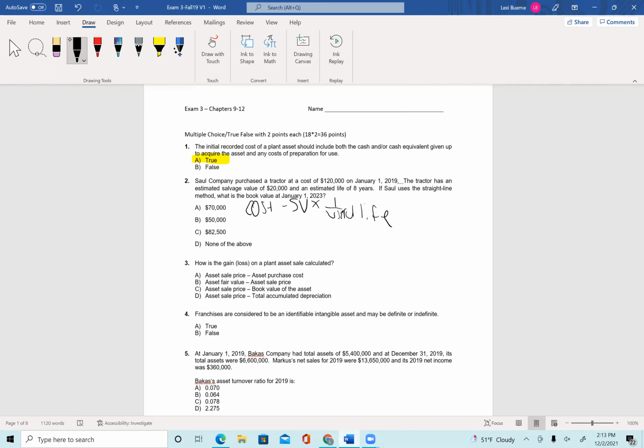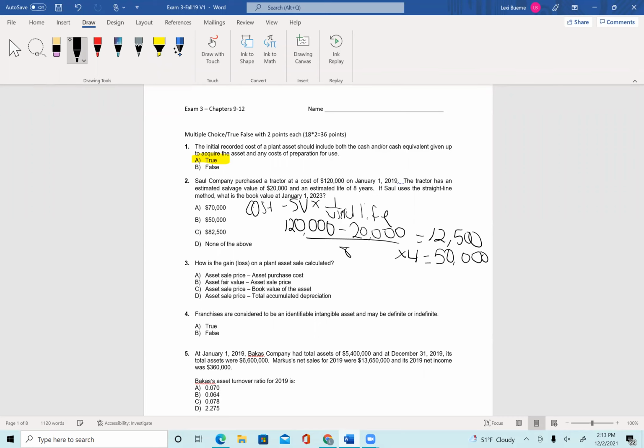So to find this, you would take 120,000 minus 20,000. Then you can either just divide it by 8 or do times 1 over 8. But you'll get 12,500. So that's going to be the depreciation expense amount for 2019. Then you're going to multiply that by 4, because to get from 2019 to 2023, that's 4 years. So that's going to give you 50,000.